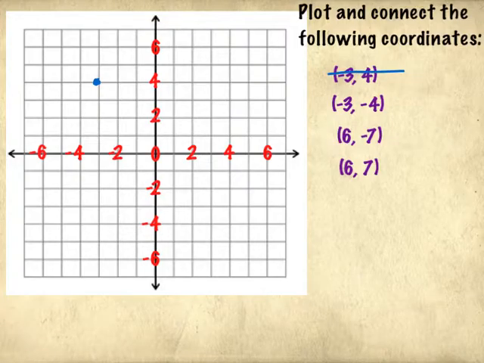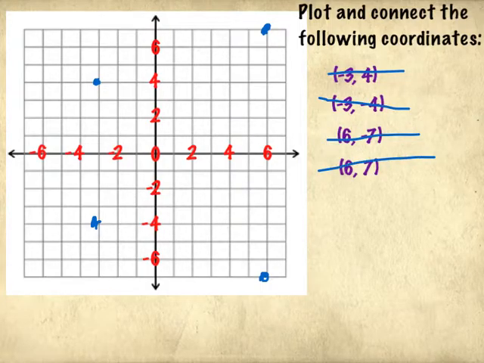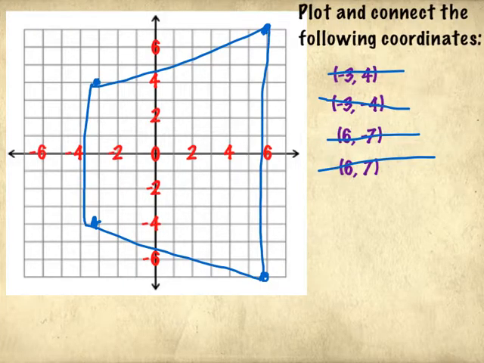My next one is -3, -4. So -3, -4. And I'll put a line through that one because I'm done. Continuing on, I have next +6, -7. So I'll start by going to +6 and then all the way down to -7 right there. And my last one is +6, +7. So I'll start at +6 and go all the way up to +7. And then the question also asks me to connect those coordinates, so I will do that. And it makes a parallelogram.